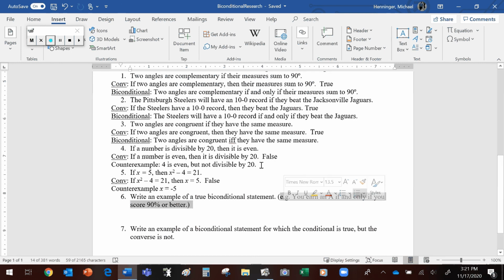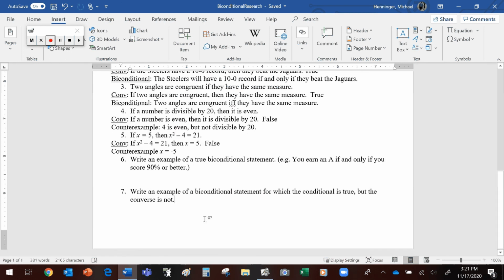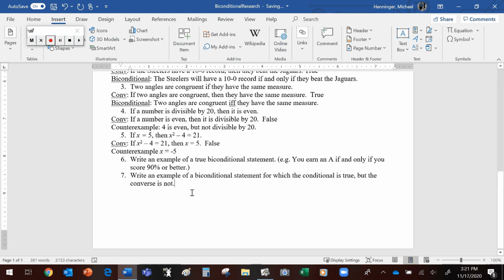Number 7, they want us to write an example of a biconditional statement for which the conditional is true, but the converse is not. Okay, so here's what I'm going to do. I'm going to give us a conditional and a converse. Okay, now I want you guys to come up with your own on yours. Okay, but here's a conditional. If a quadrilateral is a square, then it is a rectangle.